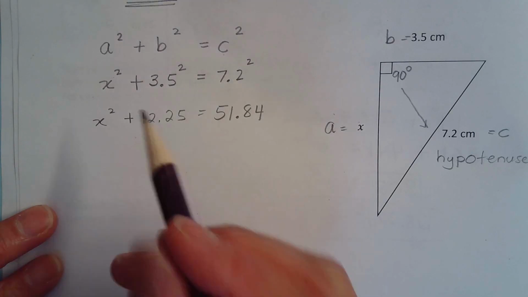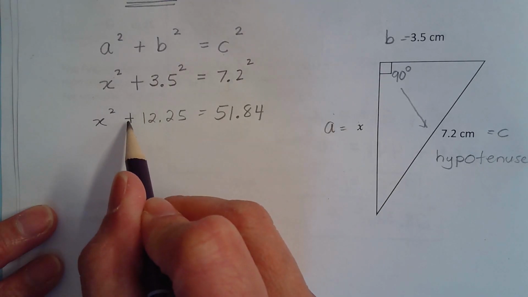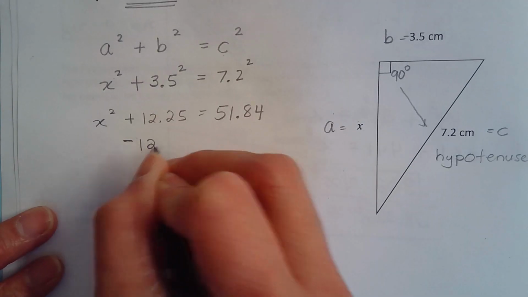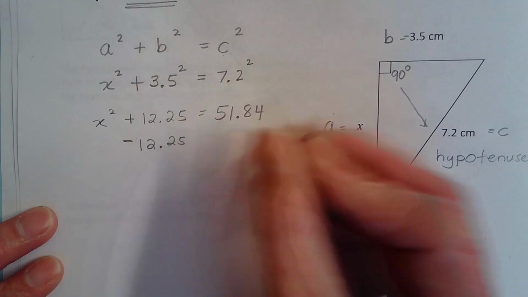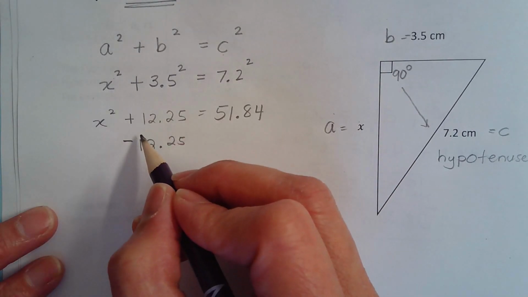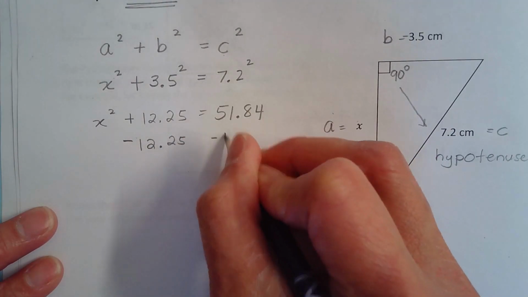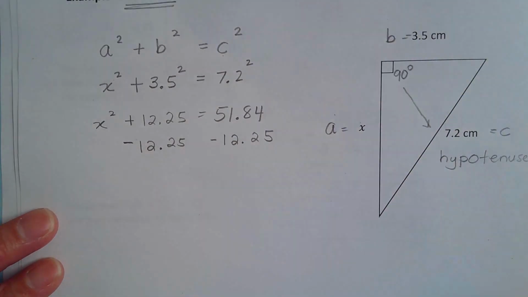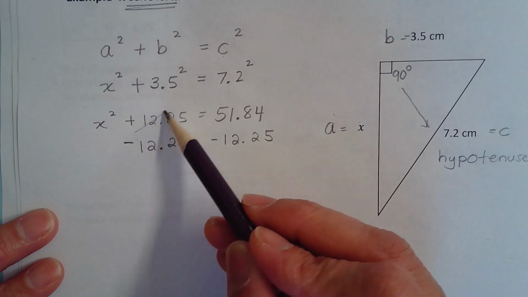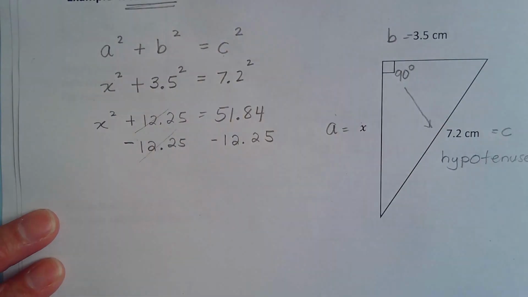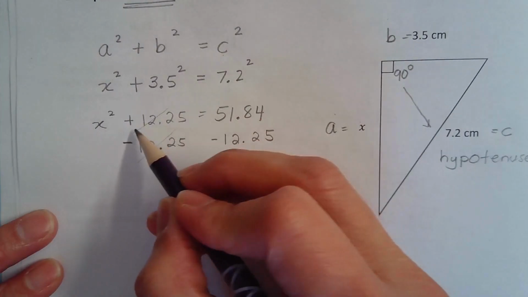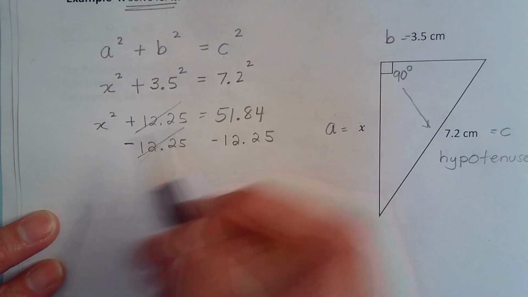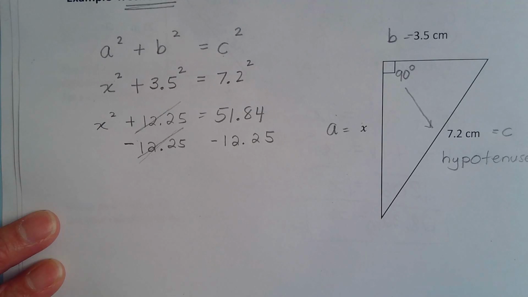What are we going to do? We have to get rid of this plus 12.25. So take away 12.25. And if I do that on this side of the equation, the left side, I have to do the same thing on the other side. Okay. So that cancels. Those two, positive 12.25 minus 12.25, they cancel each other out.